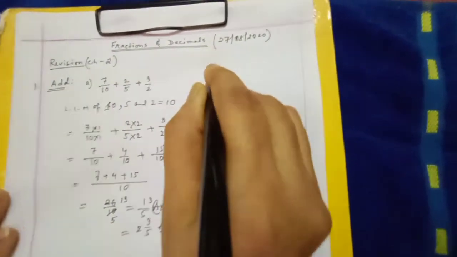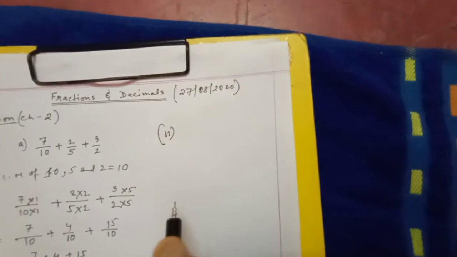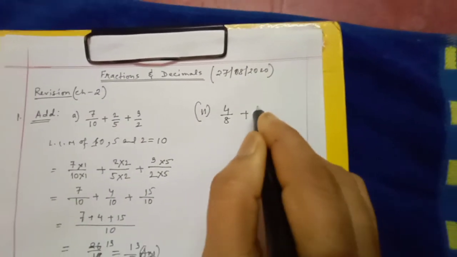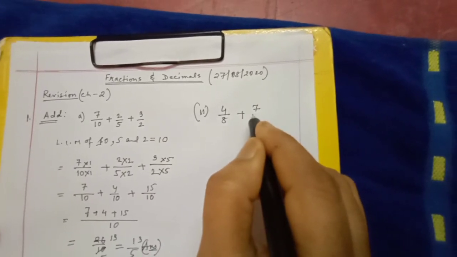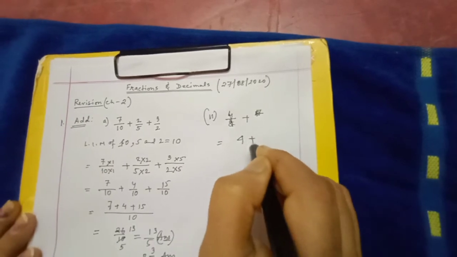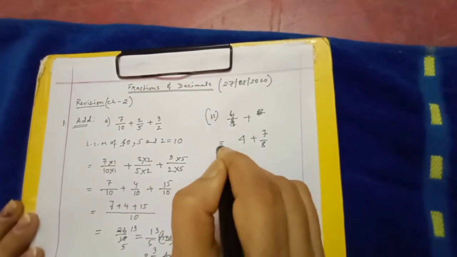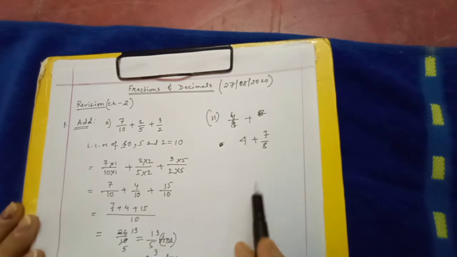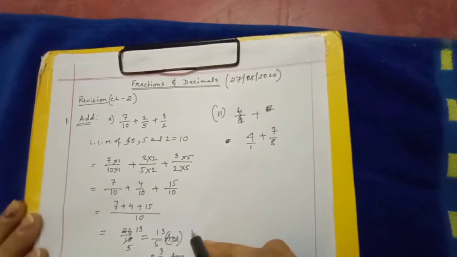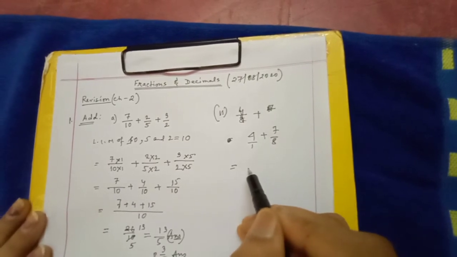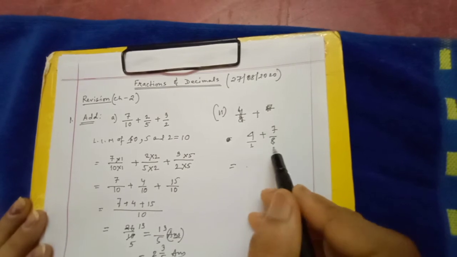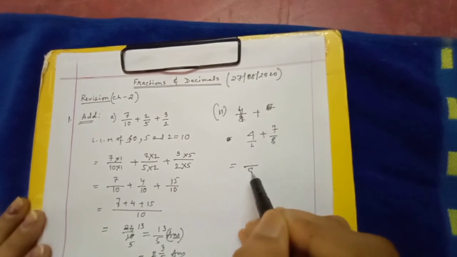Question number 2. Sorry, it was not 4 by 8. The question was like this: 4 plus 7 by 8. The question was 4 plus 7 by 8. As the denominator is 1 here, what will you do? You will make the denominator the same, the LCM of 1 and 8. The LCM will be 8. So make it 8.